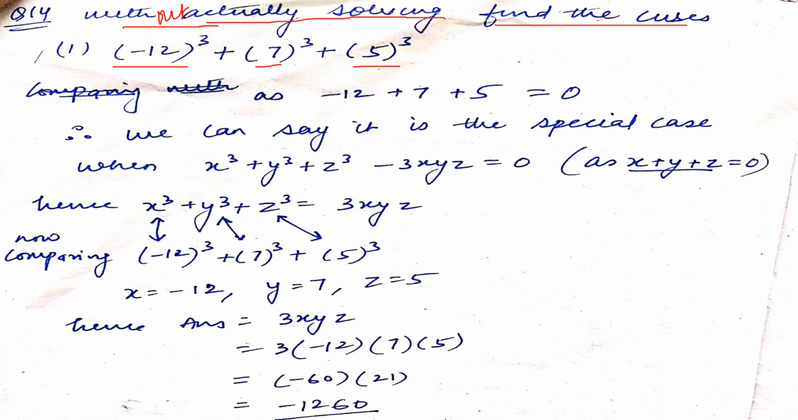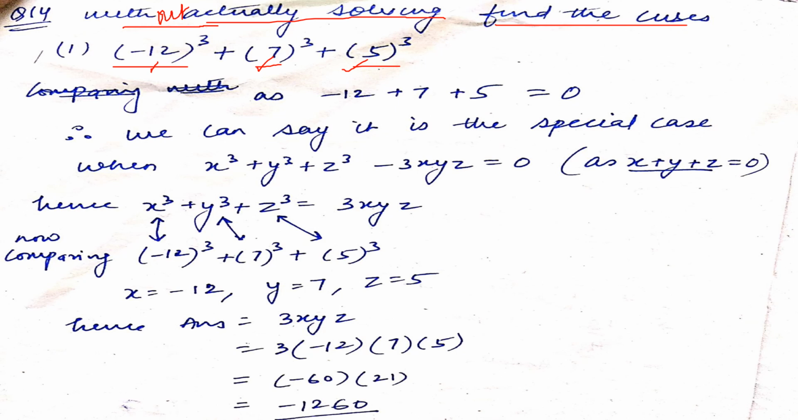So let's understand what the last identity's special condition was. The special condition was if the sum of x, y and z came as 0, the formula changes. The formula becomes very simple, that is x cube plus y cube plus z cube equal to 3xyz, and that is easy for us.